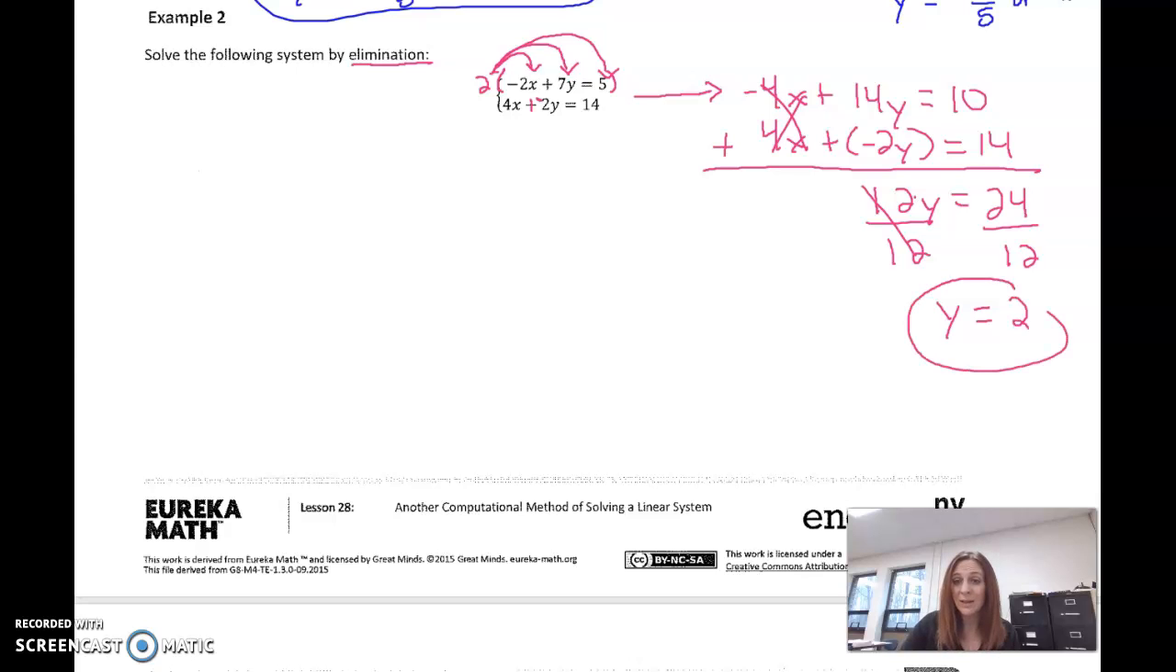Awesome. But remember, we need to know what x is. So you can pick this equation. Heck, you can even pick your new equation if you want. But just pick one. And I'm just going to take 4x right here.